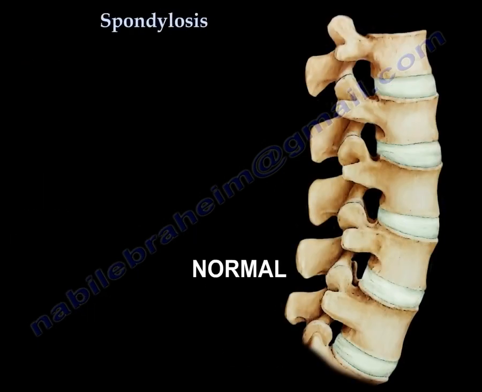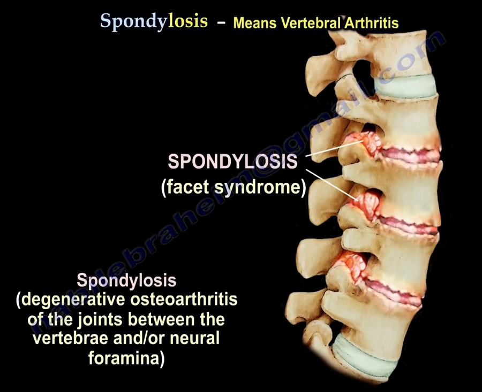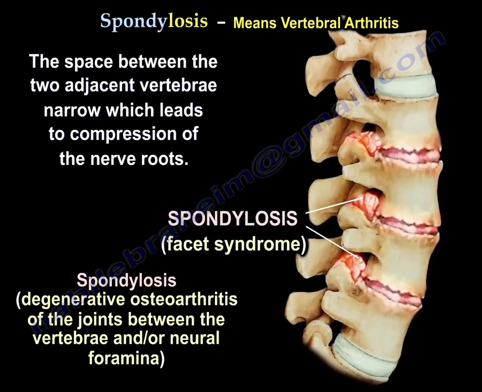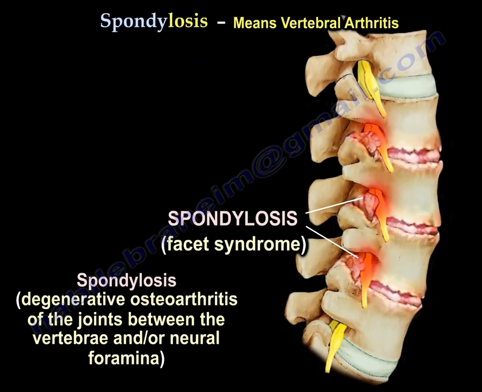How about spondylosis? Spondylosis is vertebral arthritis, degenerative arthritis of the joints between the vertebrae. It narrows the neural foramen. It pinches the nerve. It causes radiculopathy.